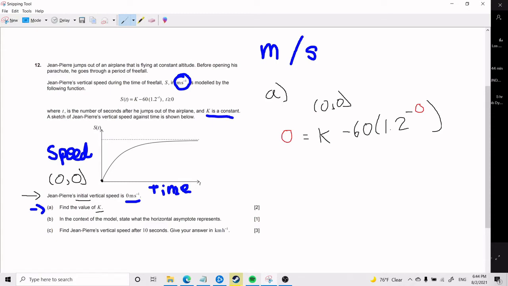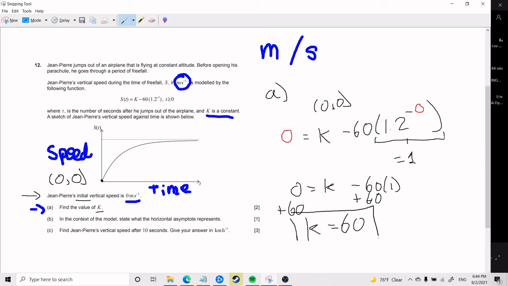And so anything to the power of 0 is always going to be simply 1. So all of this equals 1. We end up with 0 equals k minus 60 times 1. We move the 60 to the other side. We end up with k being equal to 60. And so that is for part A.